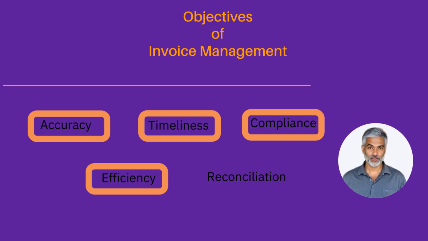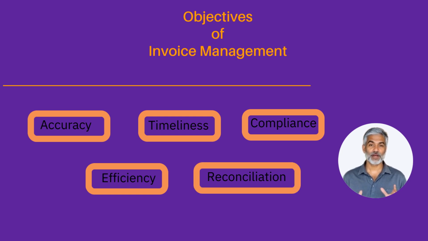Efficiency is another goal of invoice management. Efficiency ensures the reduction of manual errors and speeding up workflows. And finally, invoice management is intended to provide reconciliation. Reconciliation allows for the matching of payments to inventory flow and vendor contracts. These objectives work hand in hand with policies and procedures to ensure effective invoicing practices.